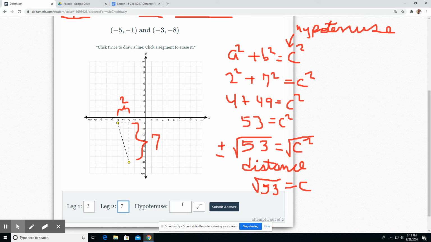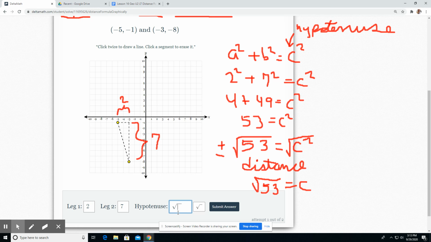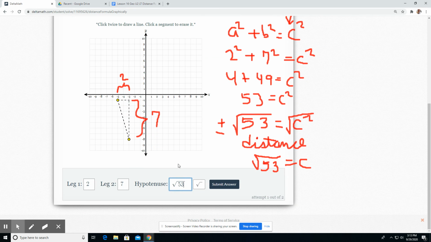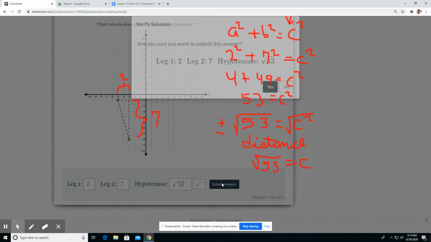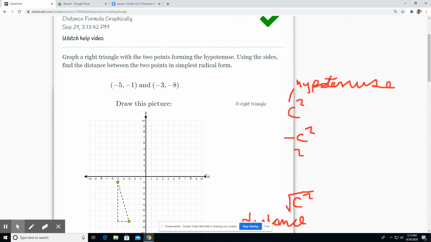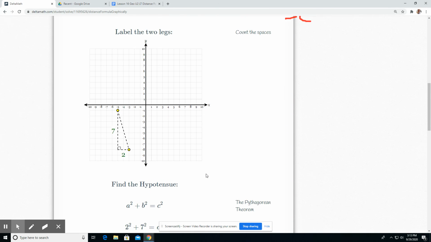No, that's not where I wanted the square root. I want it here. Square root of 53. And 53 is prime. It doesn't simplify. We may have to simplify if it did. Let's see if there's, in its simplest radical form, yes, so watch out. No, I don't think it simplifies. Got it. And it takes you through the process there.